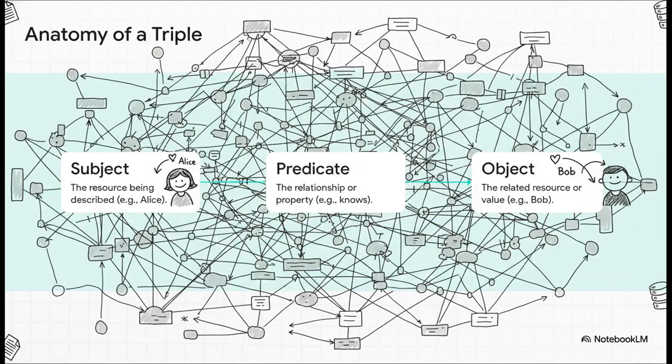The fundamental building block for this whole thing is called the triple. And it's as simple as it sounds, just like a basic sentence. You have a subject, a predicate that describes the relationship, and an object. So, Alice, that's the subject, knows, that's the predicate, Bob, he's the object. That single fact is one triple, one tiny link in this giant graph of data.